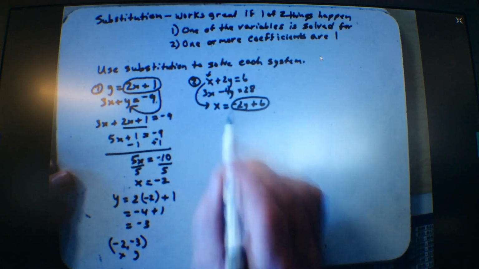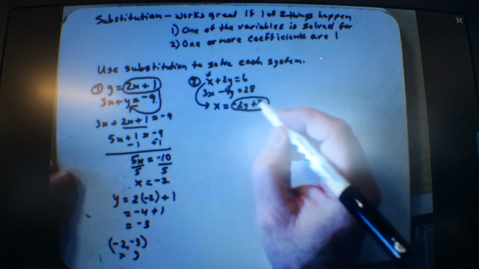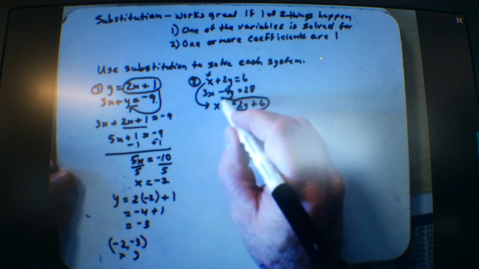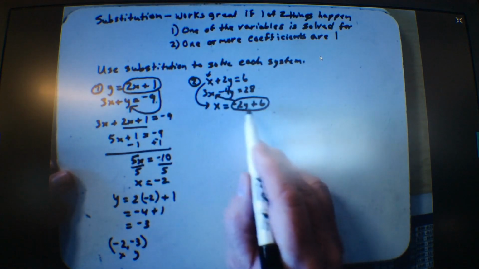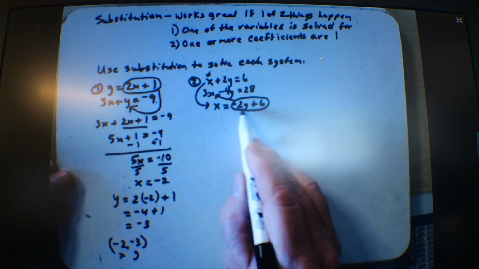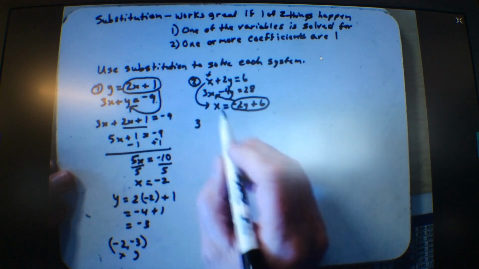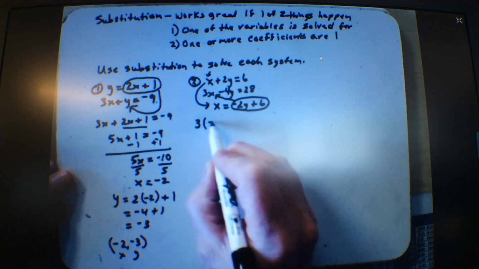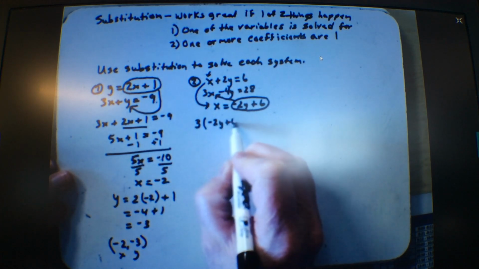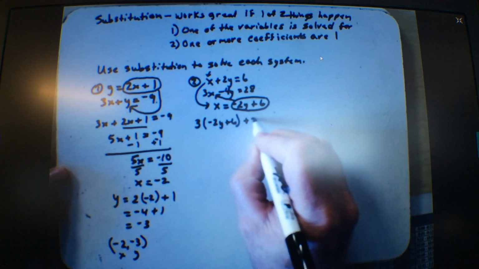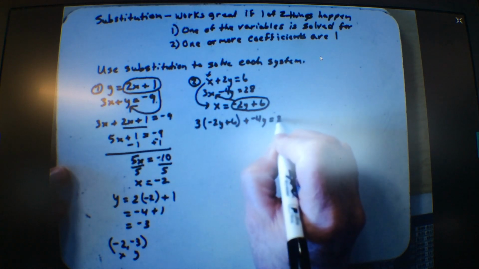I'm going to do the same exact thing I did. I'm going to put it in for what, though? Y. No, x. I'm going to put it in for x. How do I know which one to put it in for? Because it says x equals that, right? So now, watch this. 3 times x, but I'm going to put all this in. So I have negative 2y plus 6. Why do I put it in parentheses? Because you need to distribute. That's right. Excellent. And I'm going to go plus a negative 4y equals 28.